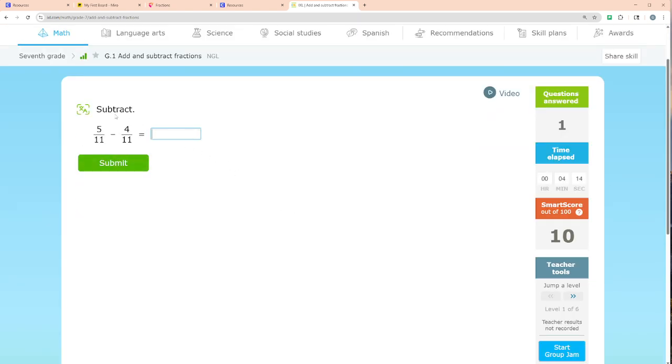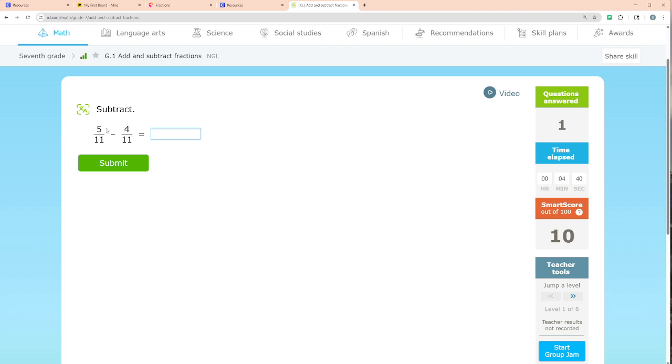Why don't you give this one a try here? Notice that the bottom number is 11, both of them. So they must be the same size. And they must be the same amount to make a whole. So because they match, I can go ahead and remove, because that's what this term means.